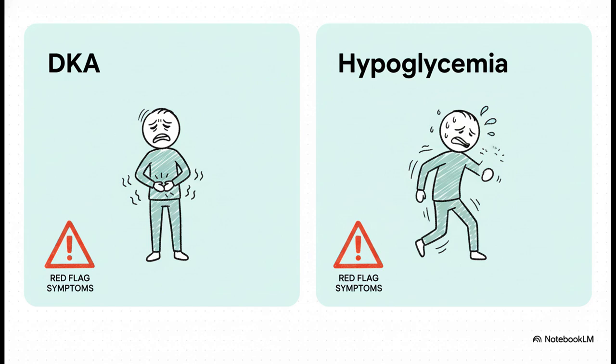And you have to be super direct about this. For DKA, you're asking about things like tummy pain, vomiting, or just feeling really unwell. For hypoglycemia, or low blood sugar, the classic questions are about shivering or sweating. These are absolute red flag symptoms you can't afford to miss.